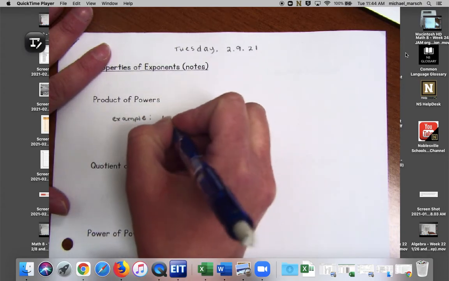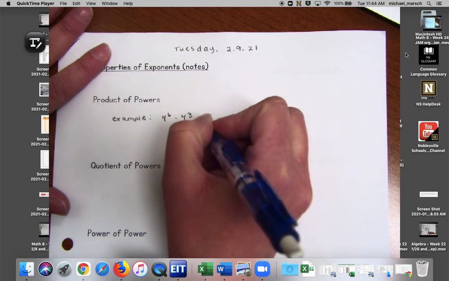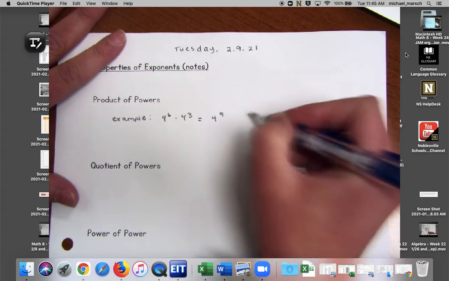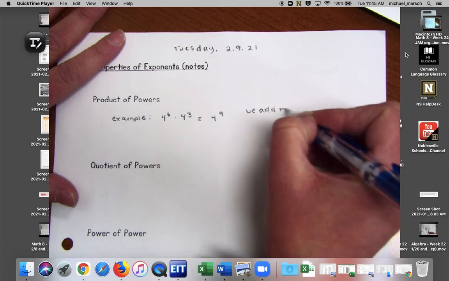Our example we're going to use is 4 to the 6th times 4 to the 3rd. Who can tell me what my answer will be? Who remembers what we do when we are multiplying? They have the same base. What do I do with those exponents? What do you think? Nathan? You add the exponents together. Yep. 4 to the 9th. Yep. We add the exponents.